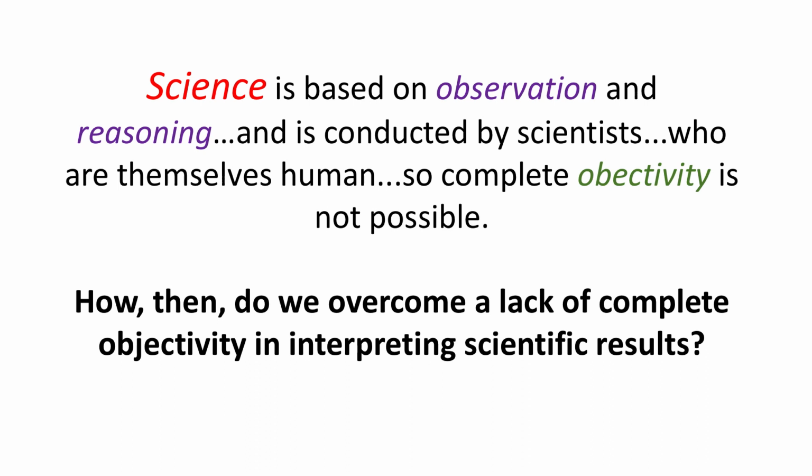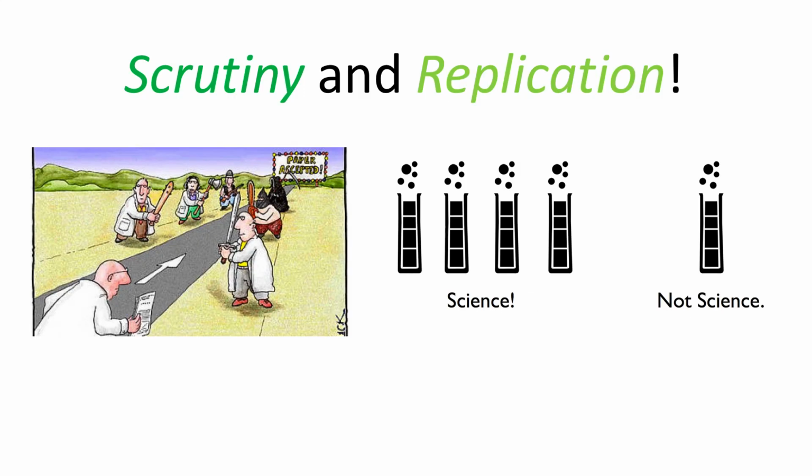So how then do we overcome a lack of complete objectivity in interpreting scientific results? The two primary ways in which we overcome this issue of objectivity, or lack thereof, is through scrutiny and replication. Scrutiny is defined by the process through which science is shared among peers. We call this the peer review process.